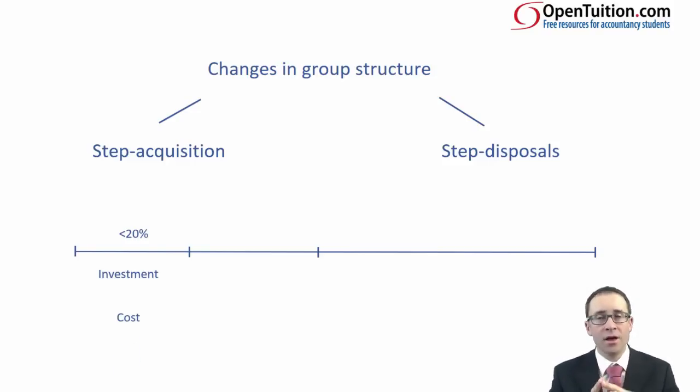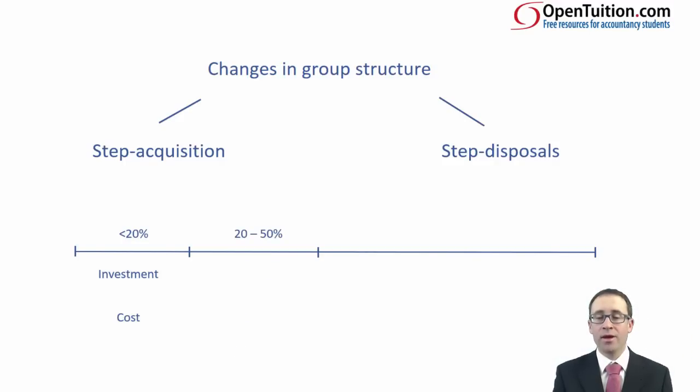Okay. It could be fair value through profit or loss. It could be fair value through other comprehensive income, but let's not confuse it, shall we? You just have an investment that's carried at cost. That is the accounting treatment, isn't it? If it's fair value through profit or loss, gains and losses go to profit or loss. If it's through OCI, gains and losses go to OCI.